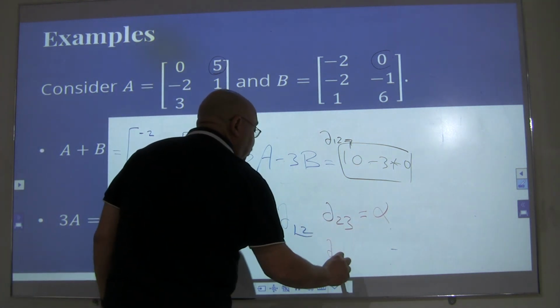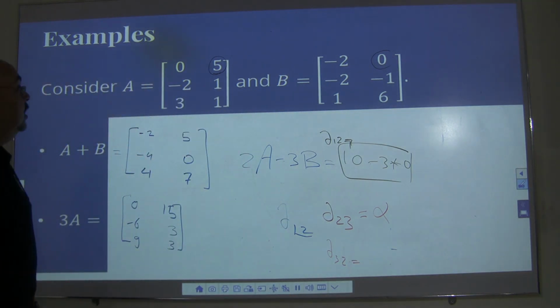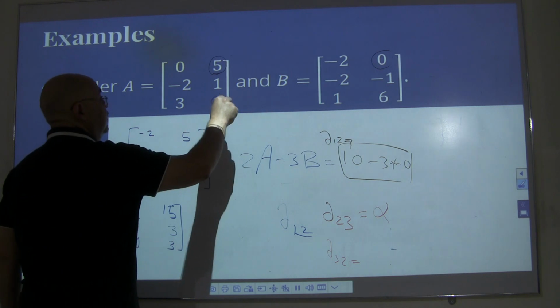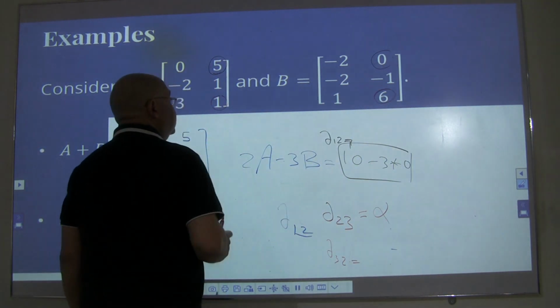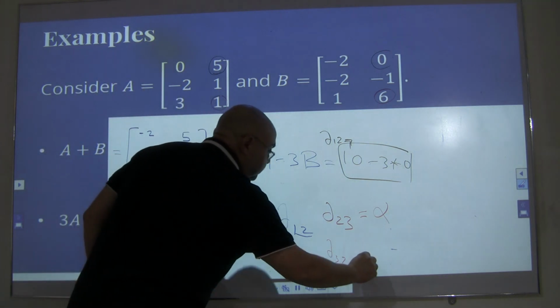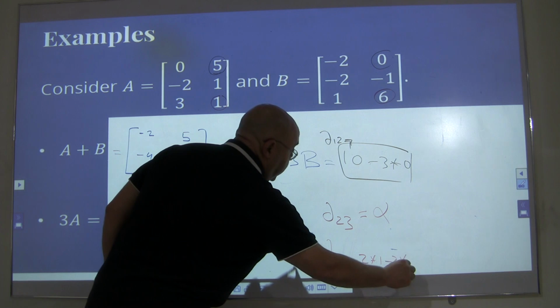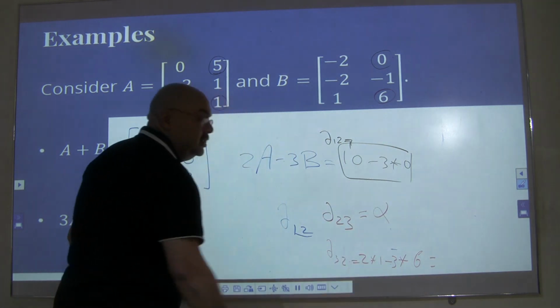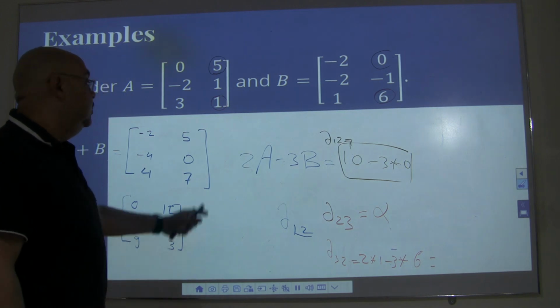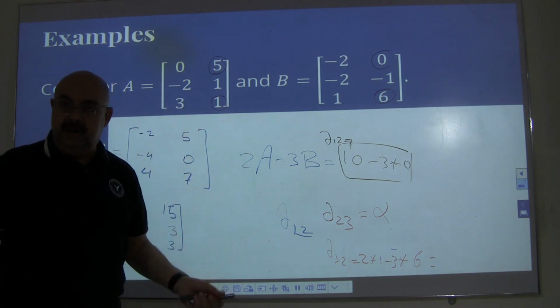Can you get the value of A32? 1. So this is 1. That's 6. I want to map this: 2 times 1, then negative 3 times 6, which is going to come up to 2 minus 18, which is going to be negative 16. So if it was a multiple choice problem, you would choose simply the value of negative 16.